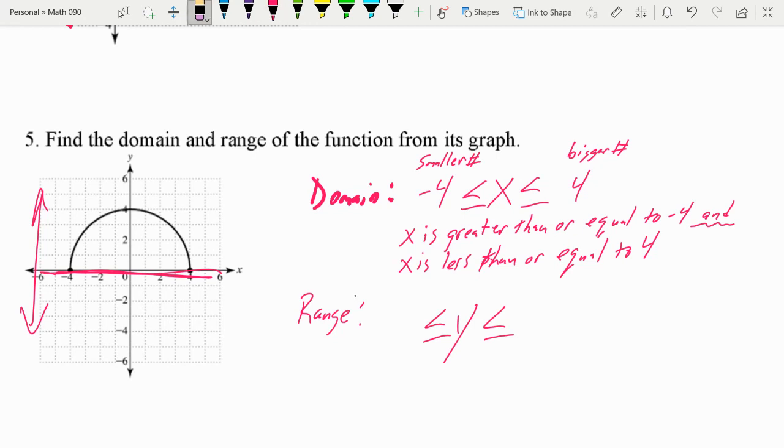Well, remember, the x-axis is 0. Now, what's the biggest number? It only goes up to right there. There's nothing above it. So what's the biggest number? The biggest number is 4. I'm not writing this one out because I'm too lazy.